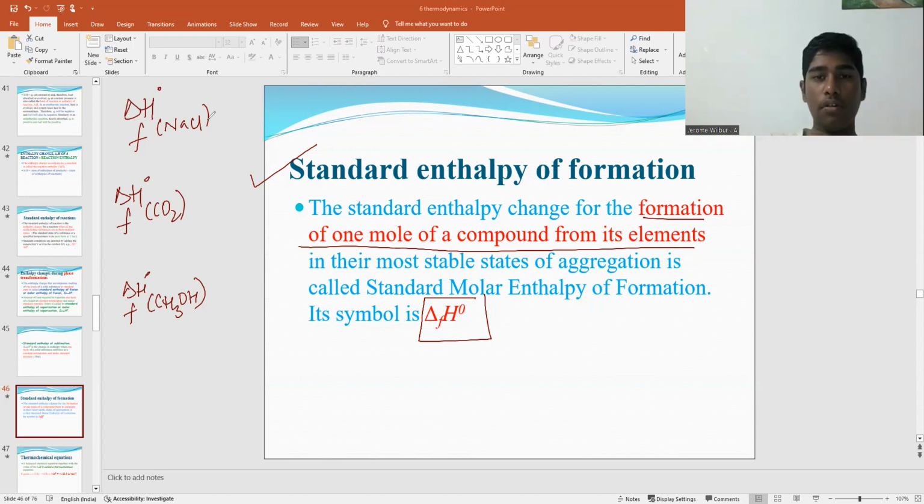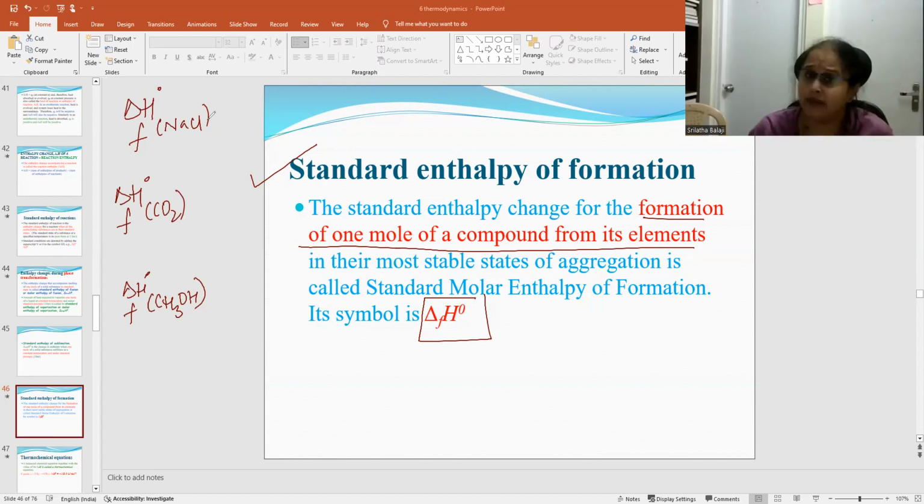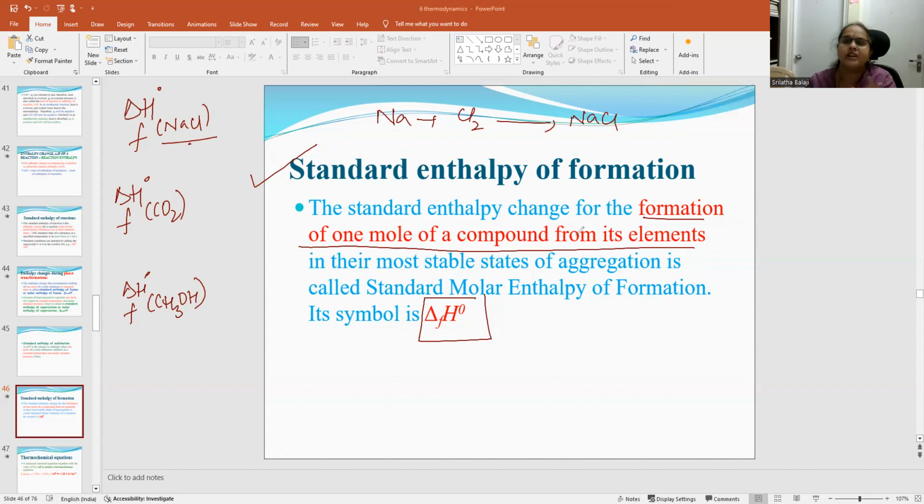Sodium and chlorine. Very good. So, it is formation of 1 mole. Basically, Na plus Cl2 is giving NaCl. And this kind of equation is called a thermochemical equation. Whenever you write a thermochemical equation, it's a balanced equation only, and we will give the delta H value.